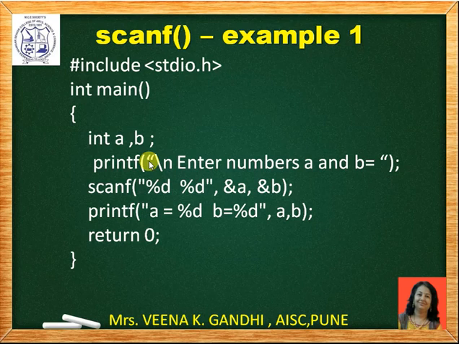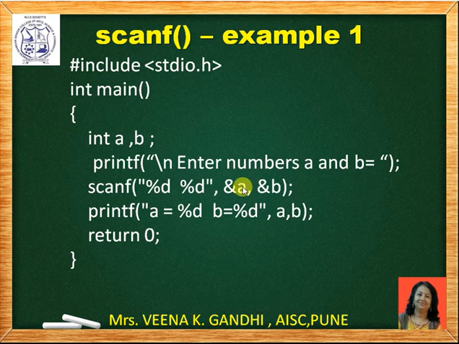Now print the message, enter the numbers a and b, by using the printf statement. In double quotes you add the escape sequence \n, so it will start on a new line, then enter numbers a and b. When we want to read numbers, use the scanf function. We want to read integer numbers, so use %d or %i. So I have used here %d and %d, &a and &b. In the scanf function, we are passing the addresses of the variables as arguments. It tells the compiler to store that number at the specified address.